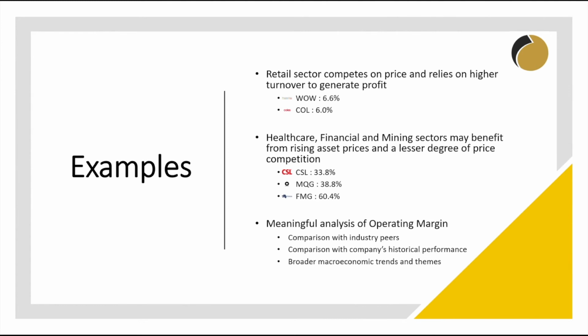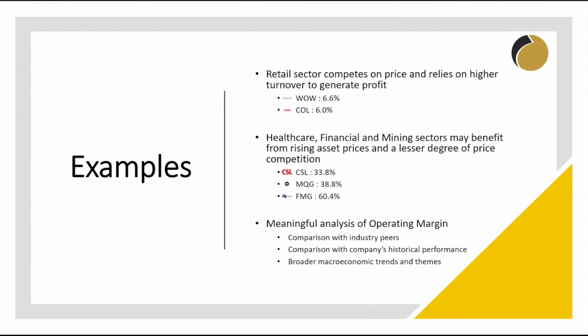In contrast, companies in the healthcare, financial, or mining sectors may display higher operating margins due to rising asset prices and a lesser degree of price competition. However, prevailing macroeconomic conditions and trends will also play a large role. For instance, in the 2019 financial year, CSL had an operating margin of 33.8%.